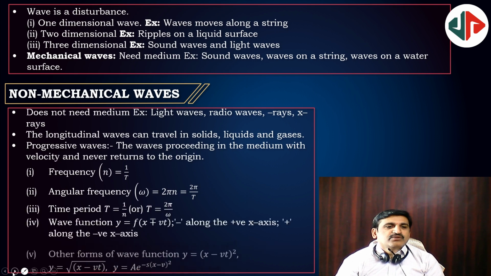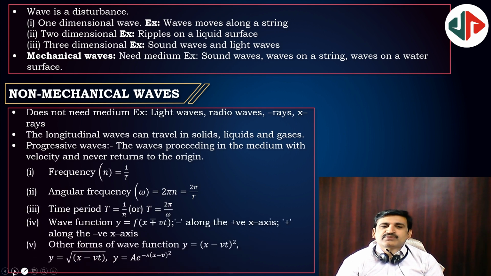A progressive wave is a wave proceeding in the medium with velocity and never returning to the original position. Its characteristics, actually wave characteristics, need not be only progressive. Frequency is the number of waves produced per second. Time period is the reciprocal of frequency. Angular frequency omega is 2 pi n or 2 pi by T. Time period is the reciprocal of frequency or 2 pi by omega.